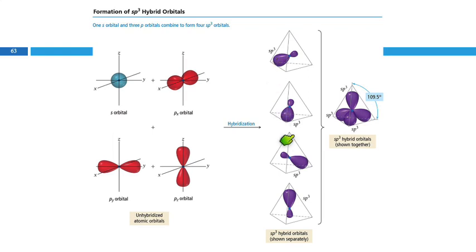So four things, this is like the four balloons, this is going to take the shape of a tetrahedral because they're spaced out, they're trying to get space from each other.